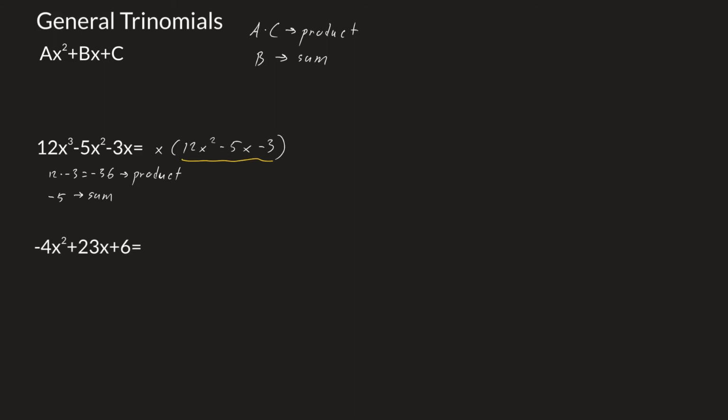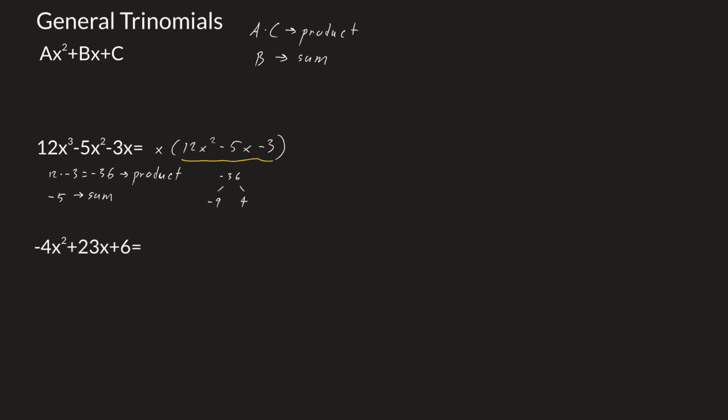Okay? So let me do my tree again. Negative 36. Okay, so let me see here. What can I do? 9 and 4 gives you 36, right? So let me do that. Let me do negative 9 and 4.